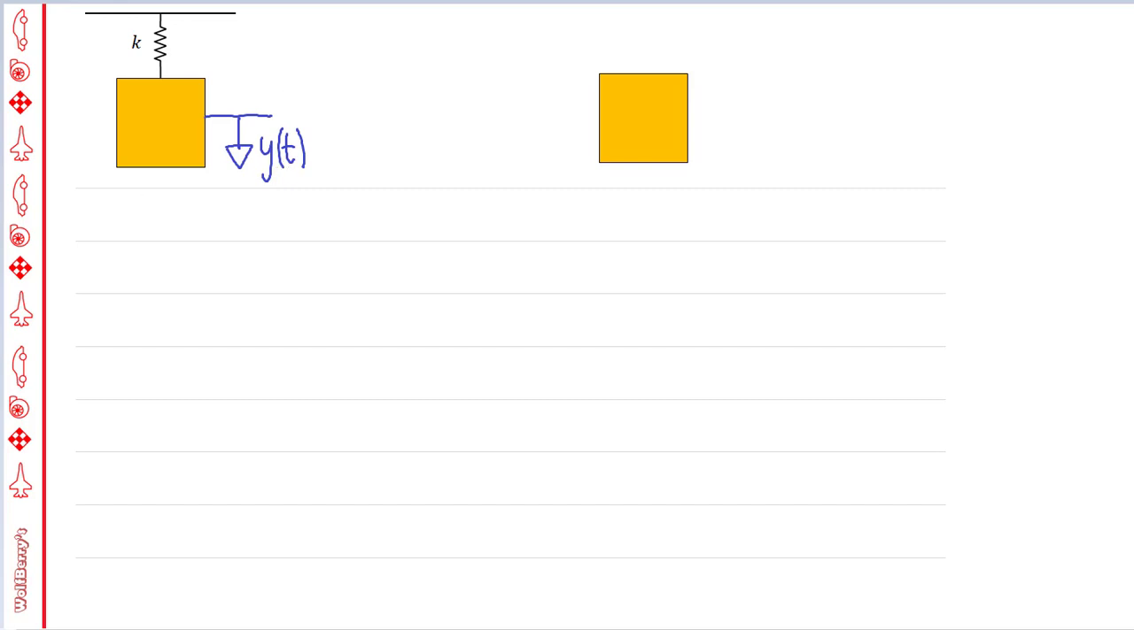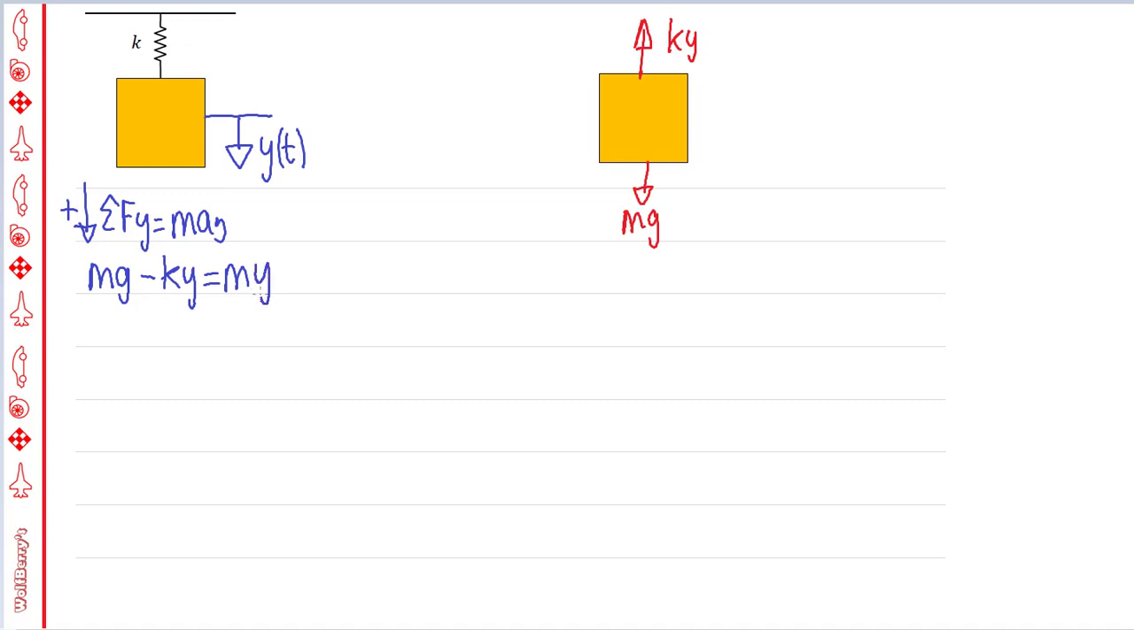Now, if we go to our free body diagram, we will have mg pulling us down, and we have the spring force pulling us back up, and so on and so forth. The cycle continues. So let's go ahead and use Newton's law. Sum of forces in y equals ma y with down as positive. Now the equation is going to be mg minus ky equals my double dot.